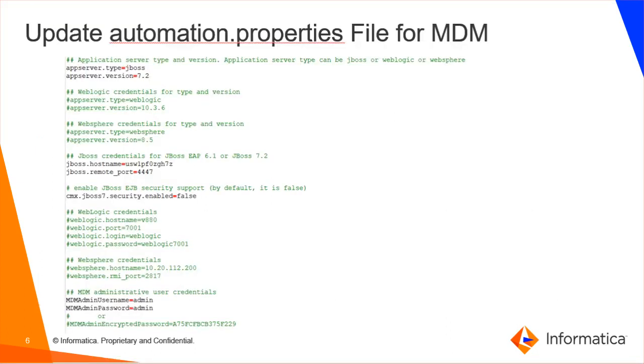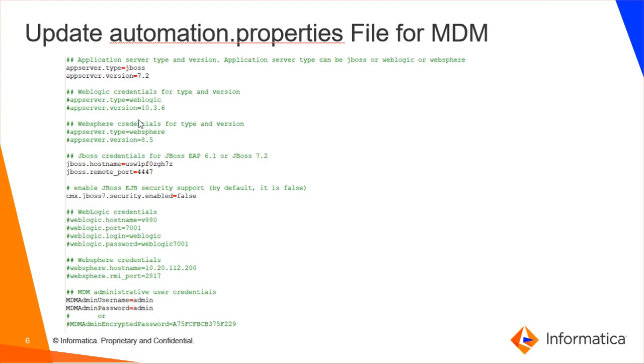Once the zip file is extracted, there will be an automation.properties file under the extracted location. This property file is used by the utility to connect to the MDM server and to the LDAP server and to sync up the users. As mentioned here, specify the application server type. If it is JBoss, specify the type as JBoss.